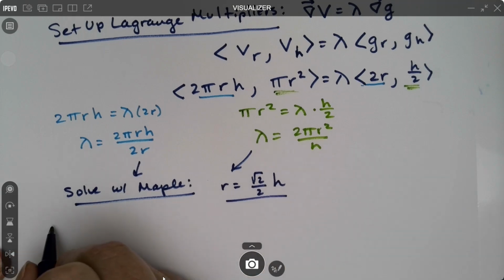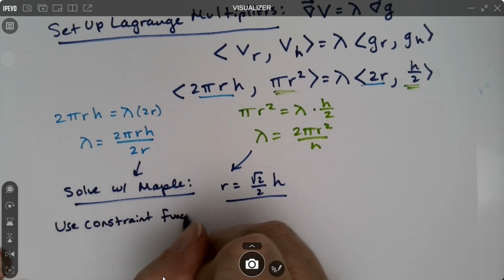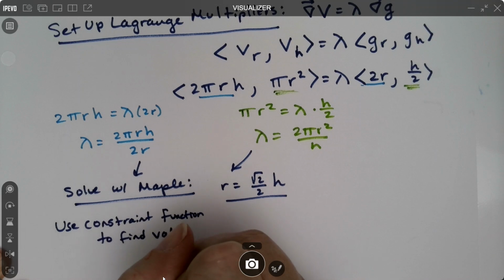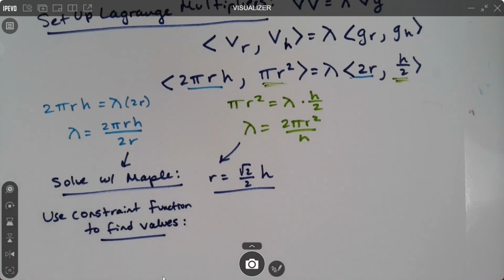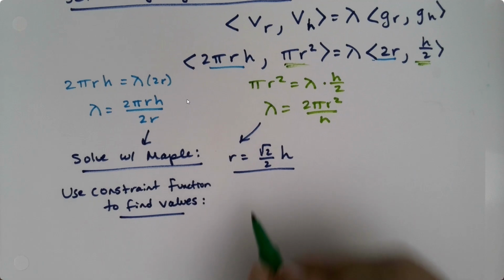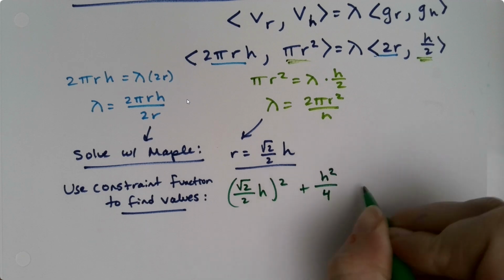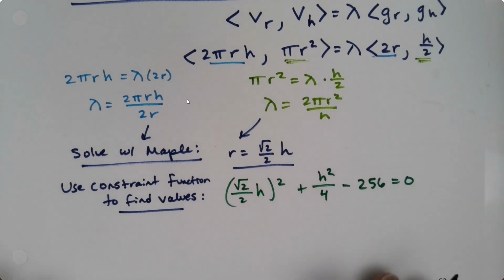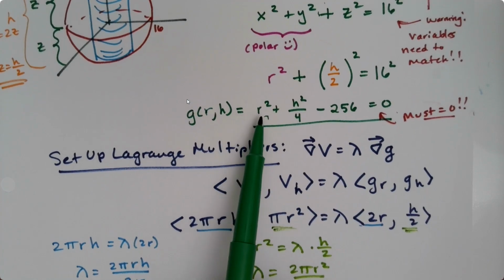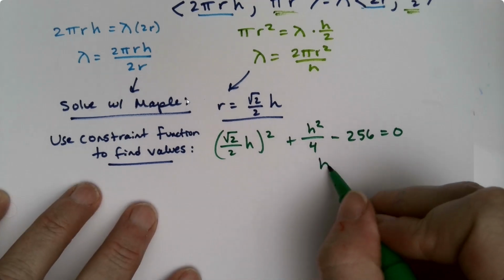All right, so we did that with Maple. Now use the constraint function to find values. In the constraint function it was r squared, but we're going to put this in instead. We take the square root of 2 over 2 h, square it, plus h squared over 4 minus 256 equals 0, and we solve it. I'm taking this function that was r and h, and using the fact that r is equal to the square root of 2 over 2 times h, to solve this for h. Solve with Maple.